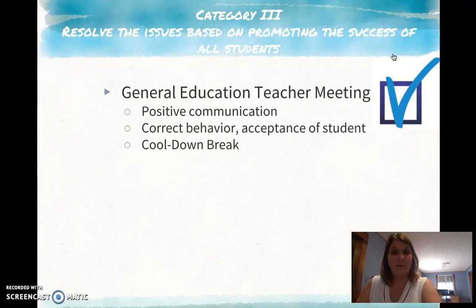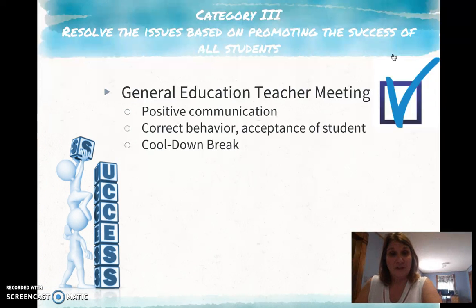The third thing that I would do is I would have a general education teacher meeting, and I would emphasize positive communication. I think the teachers storming into the new teacher's classroom and saying, "Get this kid out of my room right now," is very unprofessional. I would emphasize we want to correct the behavior and not be unaccepting of the student. We want to make sure that child feels valued at all times, being accepting of the student.